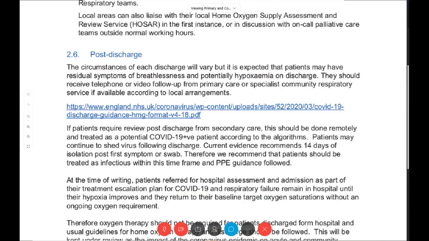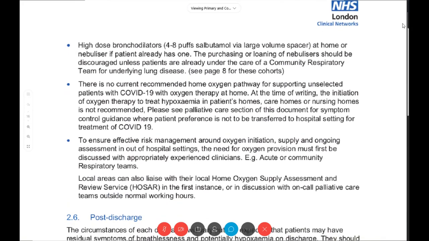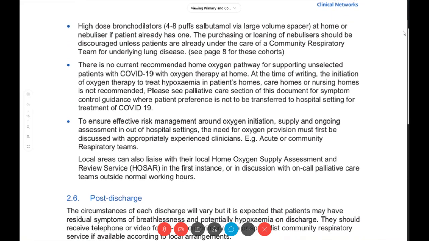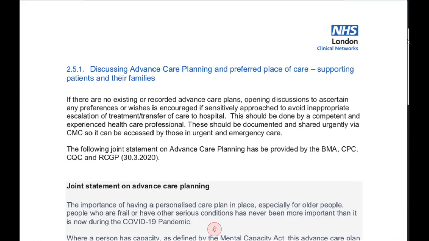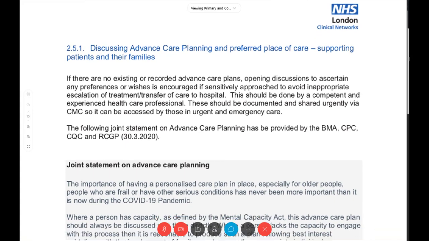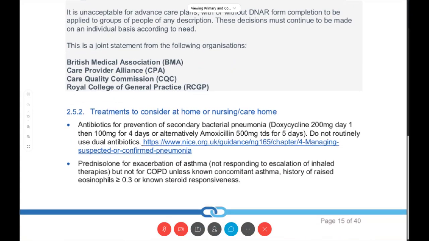The next section is talking about, again, what treatments you can give at home for chest infections, for wheeze, and rather than using a nebulizer, how you can use large doses of salbutamol through a spacer. I think the section above that, we just missed off, there is a bit about antibiotics. Yes, sorry. Just at the bottom of that bit, there's a bit about antibiotics for the prevention of secondary pneumonia.